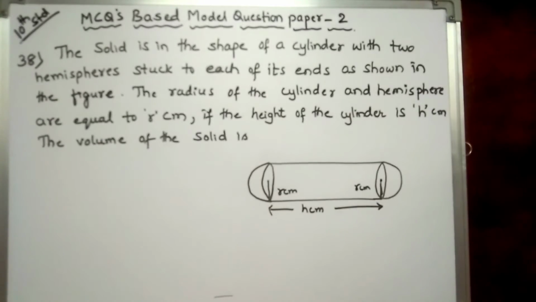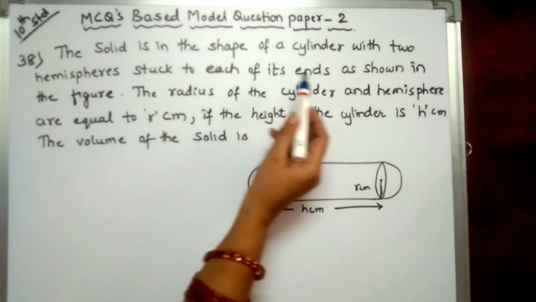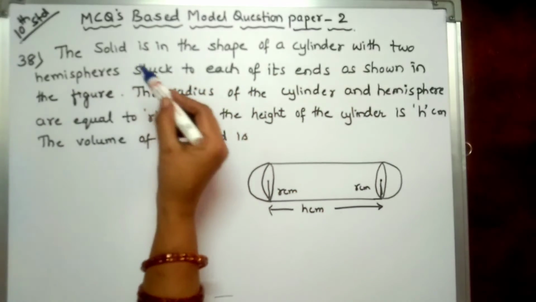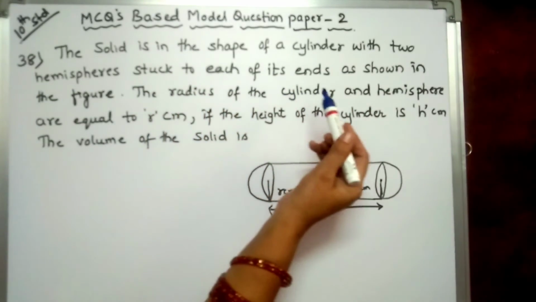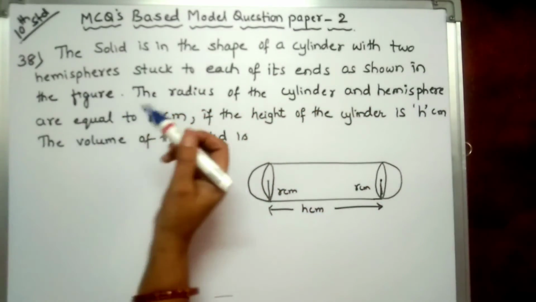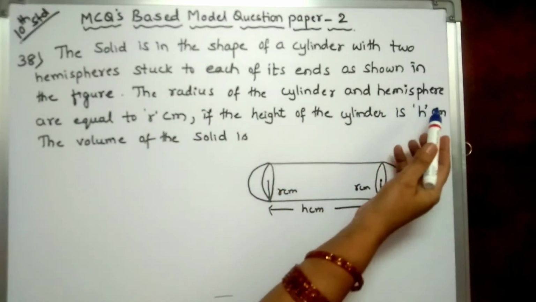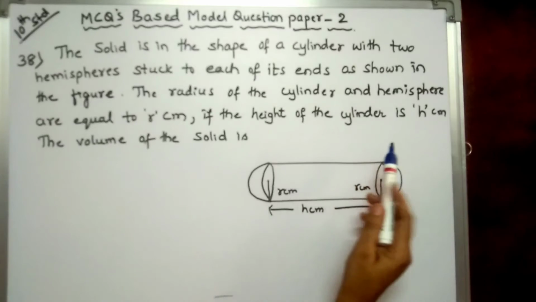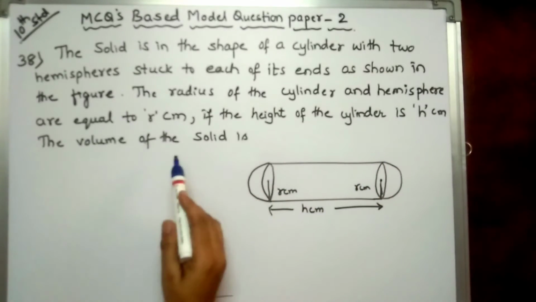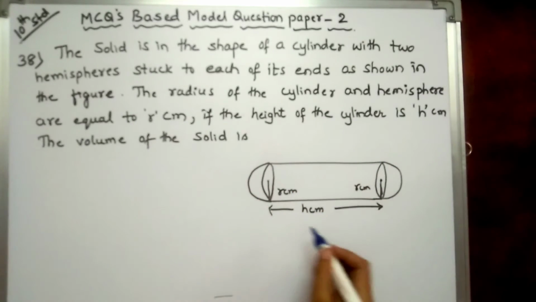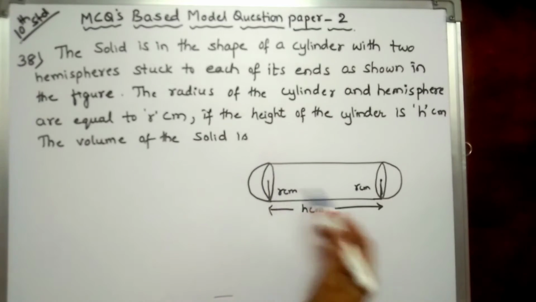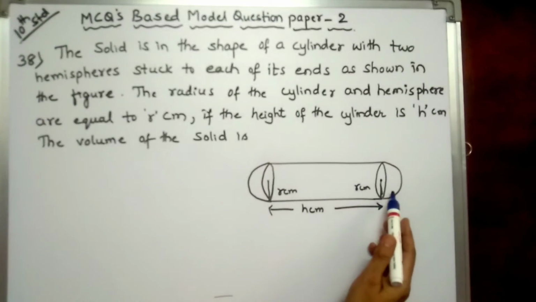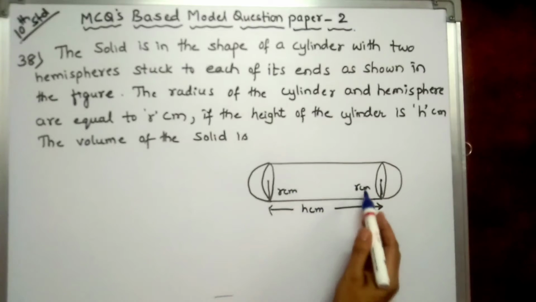Question number 38. The solid is in the shape of the cylinder with two hemispheres stuck to each of its ends as shown in the figure. The radius of the cylinder and hemisphere are equal to r centimeter. If the height of the cylinder is h centimeter, then the volume of the solid. This solid is formed by a combination of two hemispheres at the end and one cylinder.